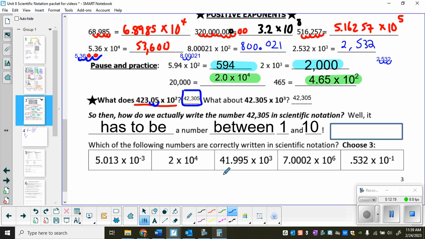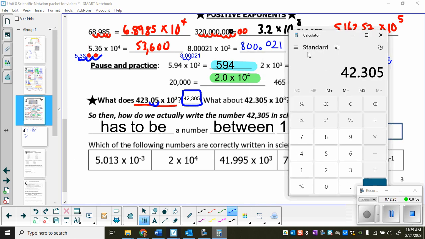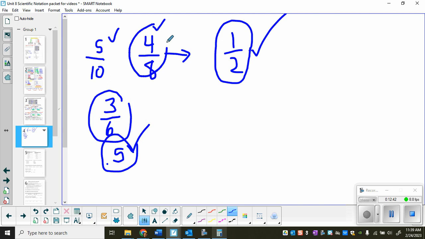All right, let's recalibrate. What if I had this problem instead? What if you saw 42.305? So let's reset. Let's do 42.305, and this one is times 1,000. I get the exact same answer. It's a lot like saying if I did 5 divided by 10, I get the exact same answer as 3 divided by 6, as 4 divided by 8. All of these are 0.5. We get the same answer.